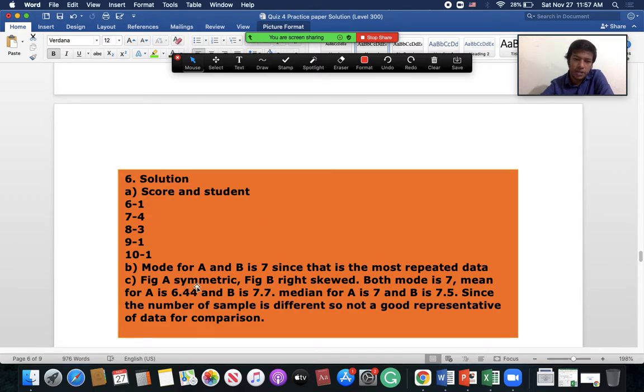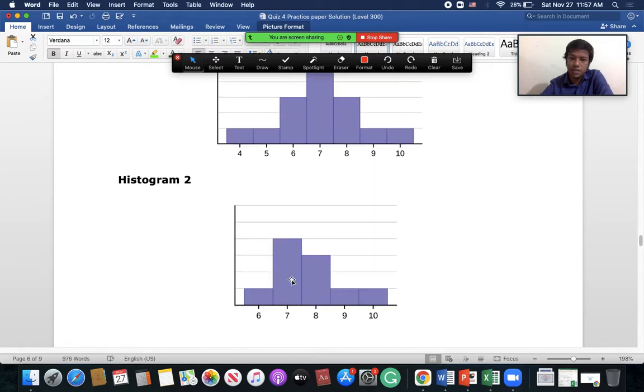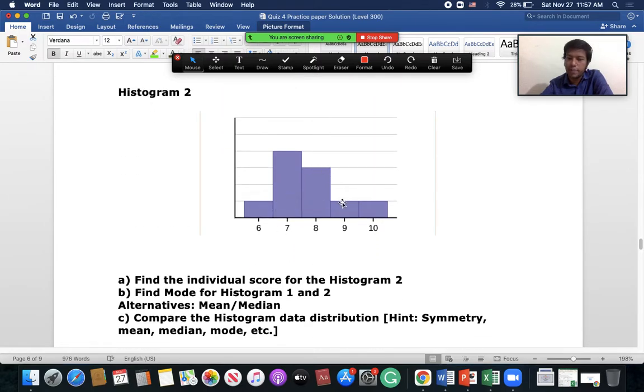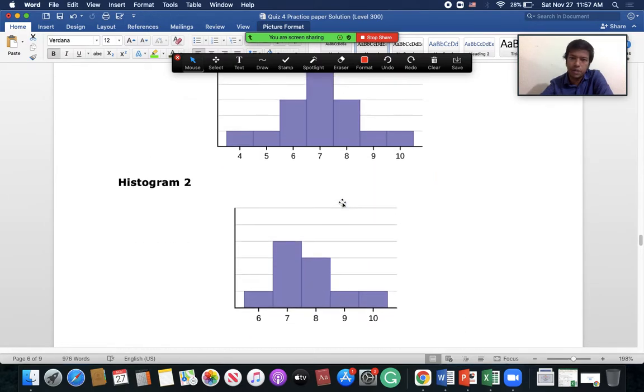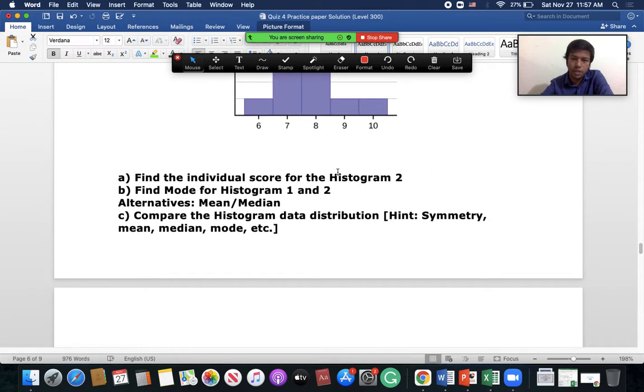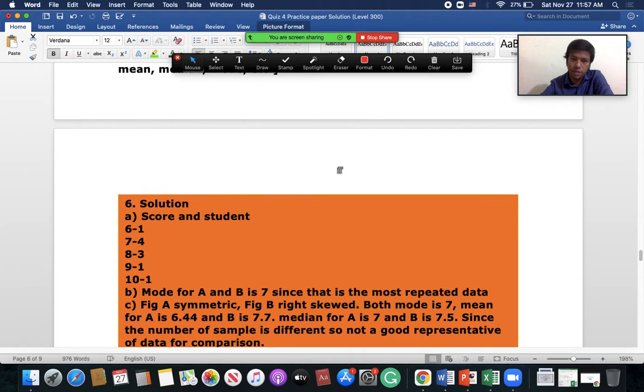Figure A is symmetric, and figure B is right skewed. Both modes are 7, the means are this and this, the medians are this and this. Since the number of samples is different, it is not a good representative for data comparison. So we actually cannot compare this data. The reason is the number of samples is not the same. Here you have more samples, here you have fewer. So that's why we cannot compare them. They are not good representatives of the data.